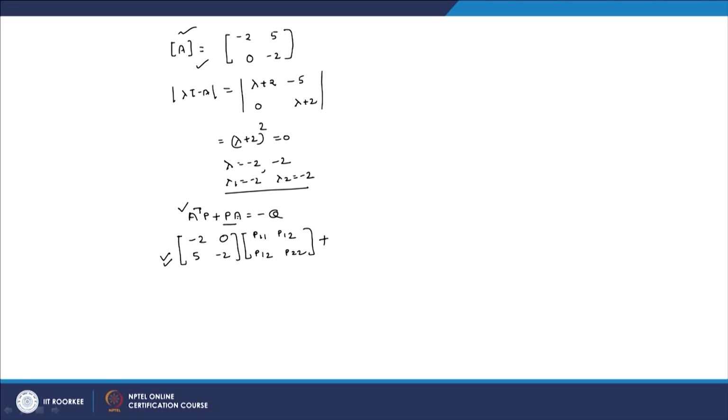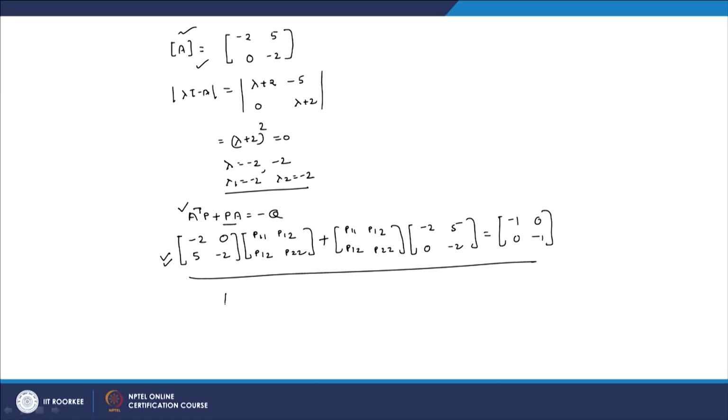Now, about this PA, we write as P11, P12, P12, P22 and the A matrix as minus 2, 5, 0, minus 2, and this is equal to minus Q, that means minus 1, 0, 0, minus 1. Now, we have to solve these equations.